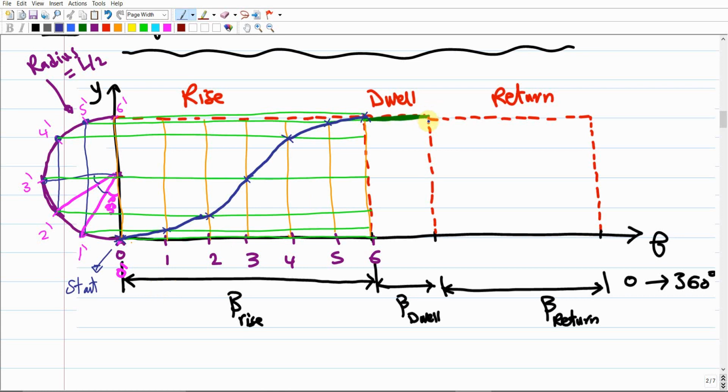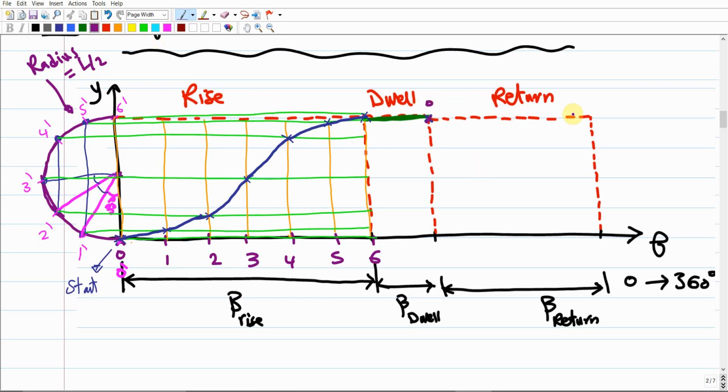How about the dwell? This is just dwell. Beyond the dwell, we do have the return. And again, we're going to start from this point. This is going to be our start point. So we're going to repeat the same procedure, but for the return. But instead of drawing the circle on the left, we're going to draw the circle on the right here for the return period. And we're going to start from that point. So this is going to be our 0 point.